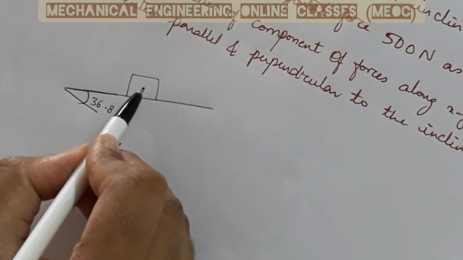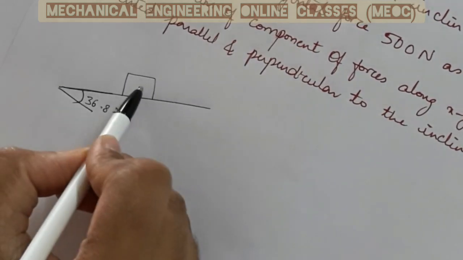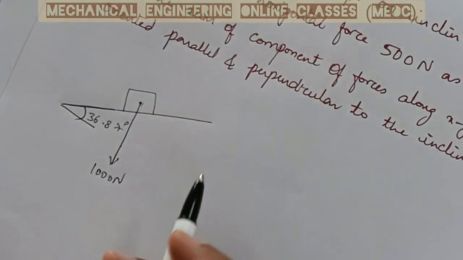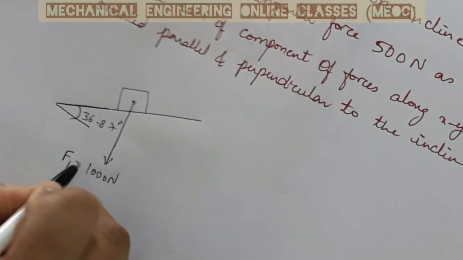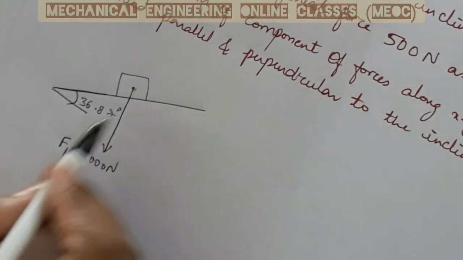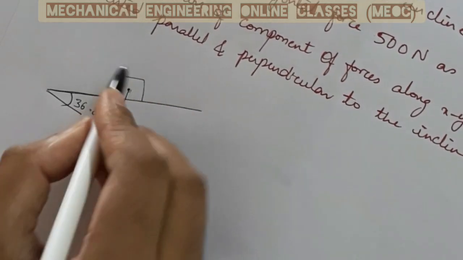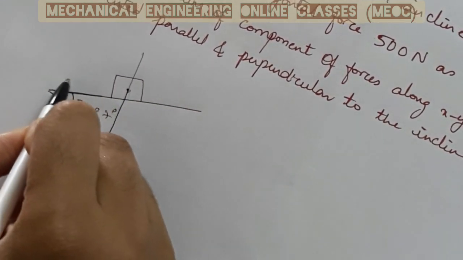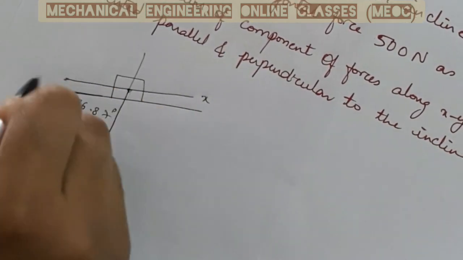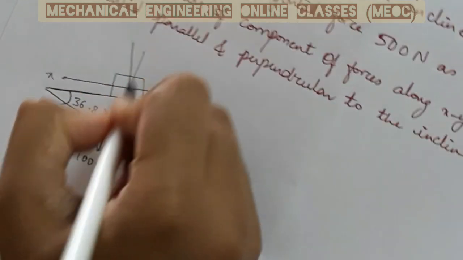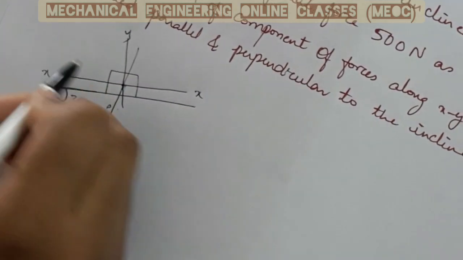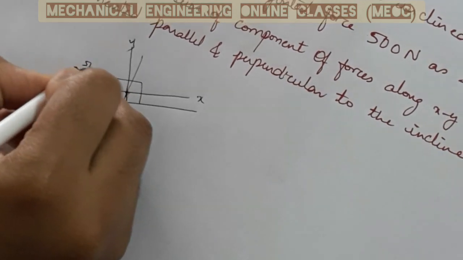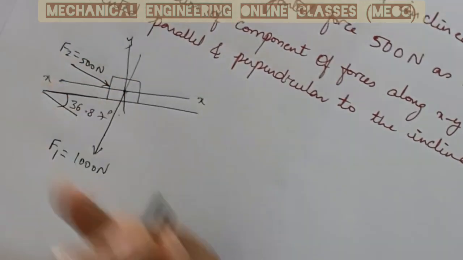So here also I'm showing the weight force as acting vertically downward from the centroid, or center of gravity, of this object. Let this be F1, because we have more forces. I'm naming the force F1. This is the x-axis, this is the y-axis. There is a horizontal force which is 500 Newton. Let this horizontal force be F2.